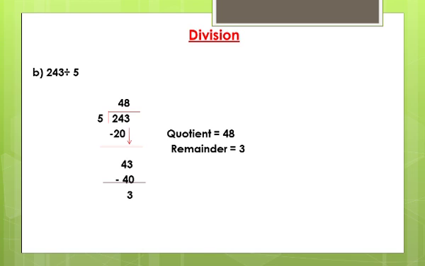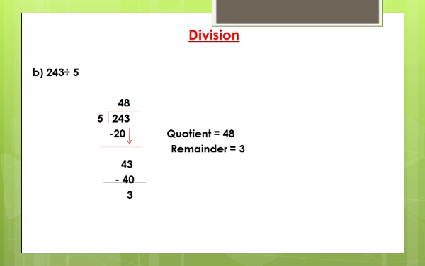So we take the next smallest number. 4 times 5, it is 20. In this case, 20 is the greatest multiple of 5 that is less than 24. Therefore, we write 4 in the quotient and write 20 down. Then subtract this 20 from 24. We get 4. Then the next digit in the dividend is 3. Bring down the next digit 3. So our number will be 43.